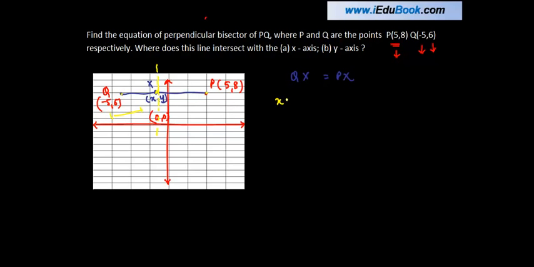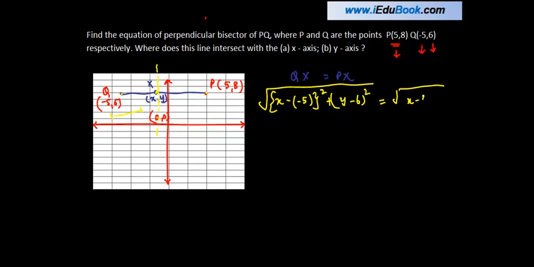QX can be written as square root of (x minus -5) whole square plus (y minus 6) whole square. This we know is equal to PX. So PX can be written as what? It can be written as square root of (x minus 5) whole square plus (y minus 8) whole square, right? This is the information which is given to us. So let's try to find out the equation of this particular line, right?